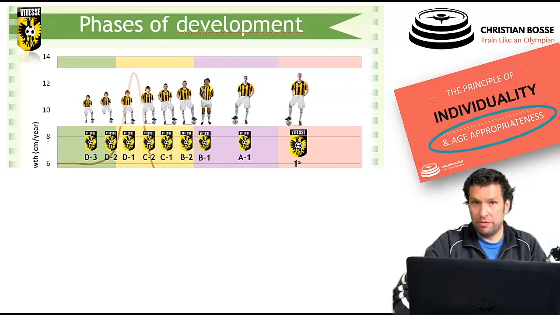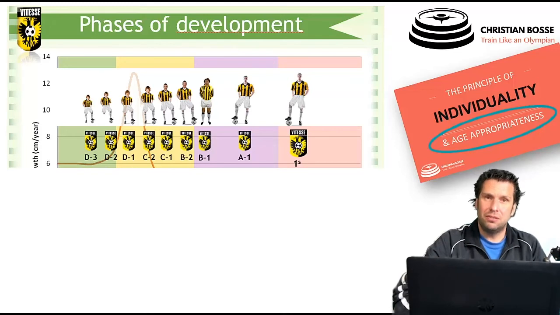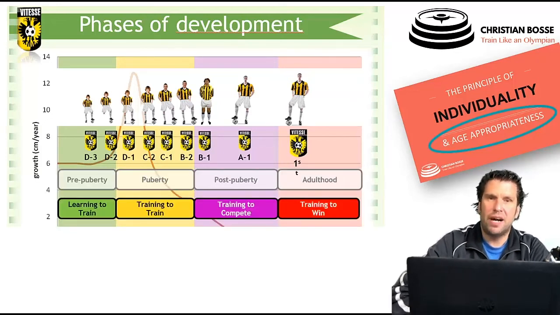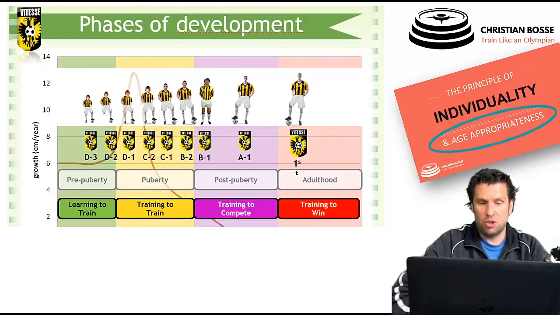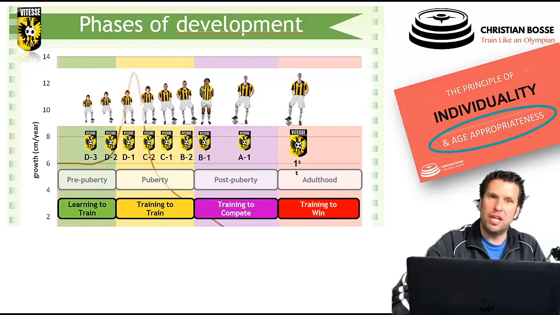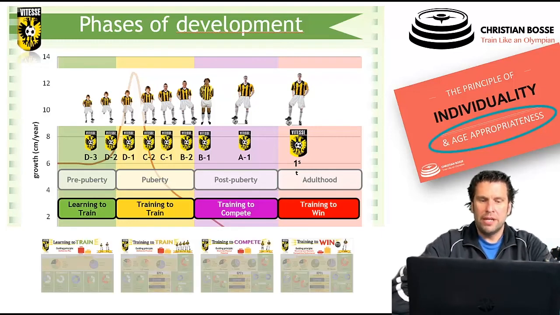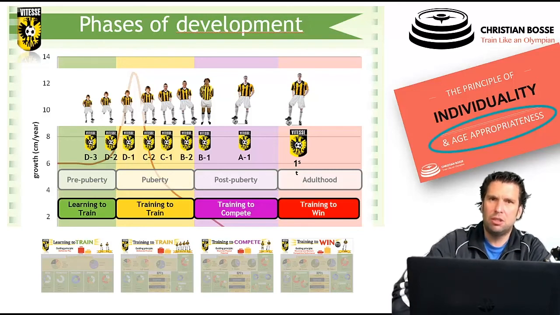But again, what did the WHO say? Children are not mini adults. So why should the children and youth athletes train the same as the adult athletes? And then we divided the age groups into the phases of pre-puberty, puberty, post-puberty, and adulthood. And we used the terminology of Balyi from his LTAD approach: learning to train, training to train, training to compete, and training to win. And then we came up with a fact sheet, guidelines, how training should look in these different age groups.